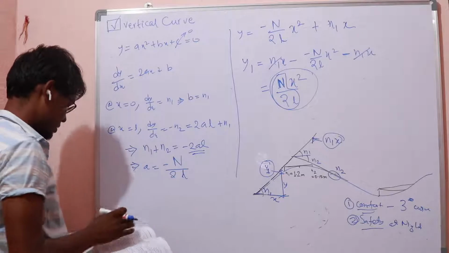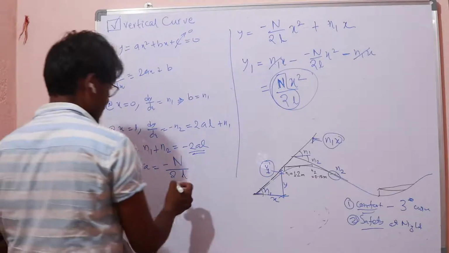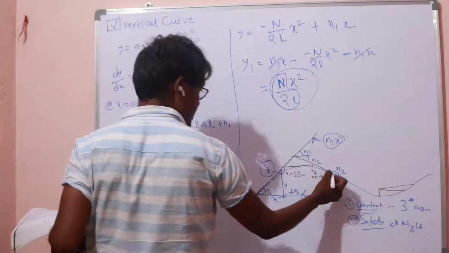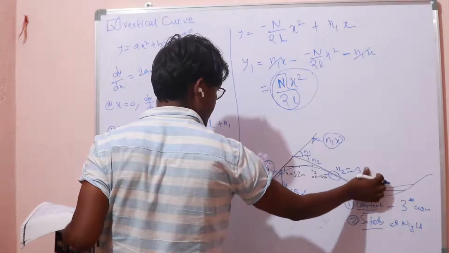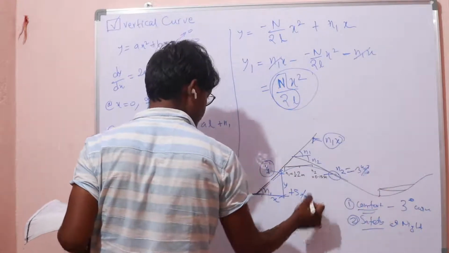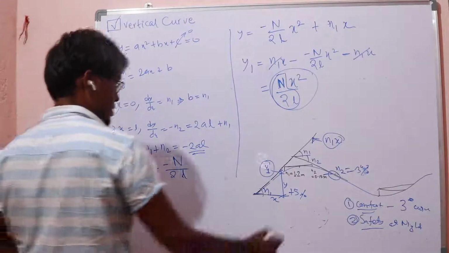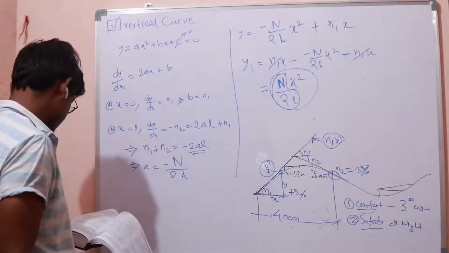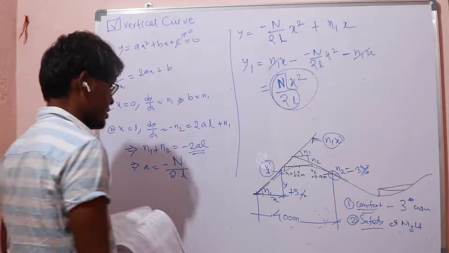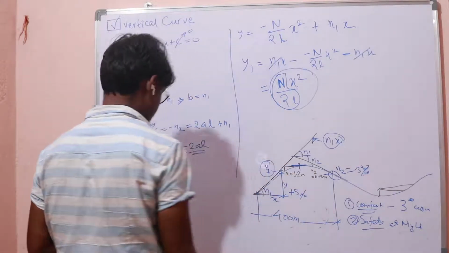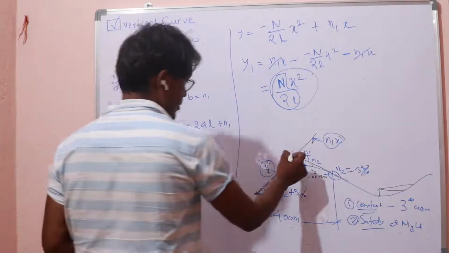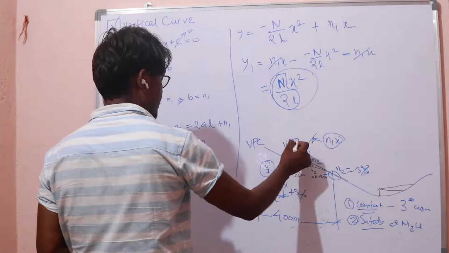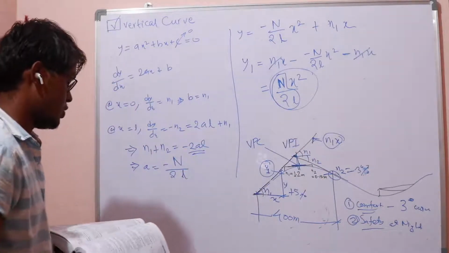The problem was that a parabolic vertical curve is given, with n1 being plus 5%, and this is given minus 3%, and this is 5%. The length of the vertical curve is 400 meters. We have to find the vertical point of curvature, which is located on the road grade of 5%. This is the vertical point of curvature, and this point is called the vertical point of intersection, VPI, and this is called VPC. The intersection is the point of intersection of the tangents drawn at the two ends.